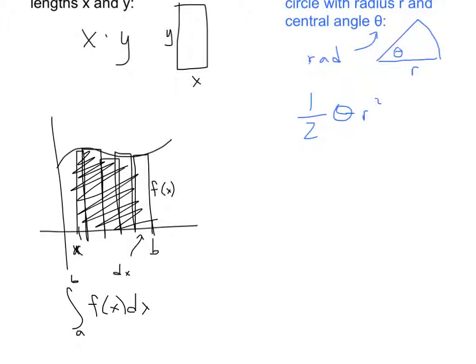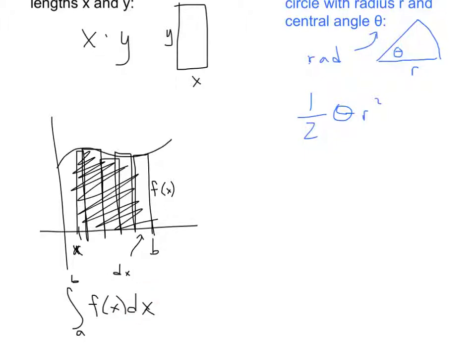And back when we learned that, I tried to make a lot of noise about the idea that this thing is the area of a rectangle. The height of the rectangle is f of x. Those are the y values. And the width, or the thickness, of each of these rectangles was infinitesimally thin, and that was dx, right?